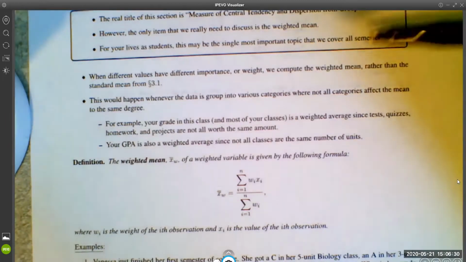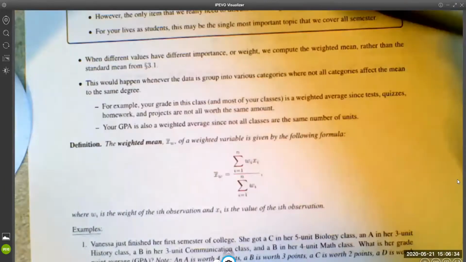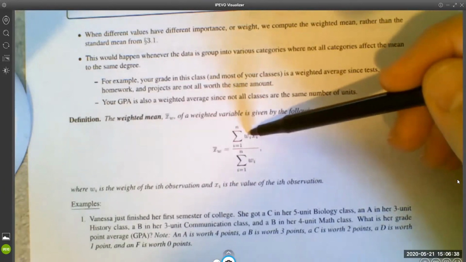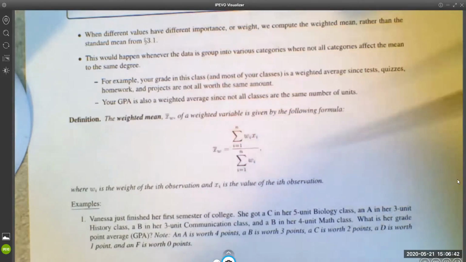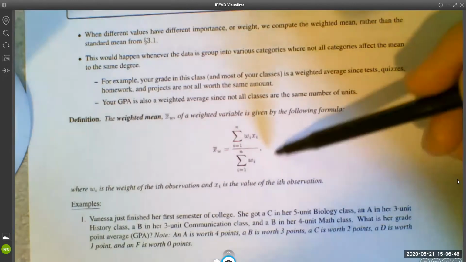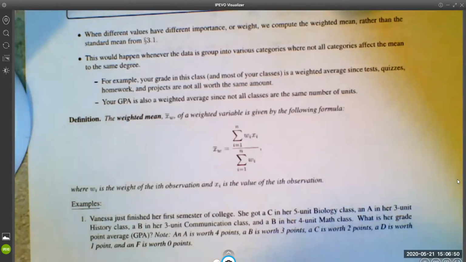So the way we calculate a weighted mean is we multiply each observation by its weight and then add up the results. And then we divide that by the sum of the weights. Okay? So this is a very scary looking formula, but I promise you it's really not that scary. I'll give you an example.